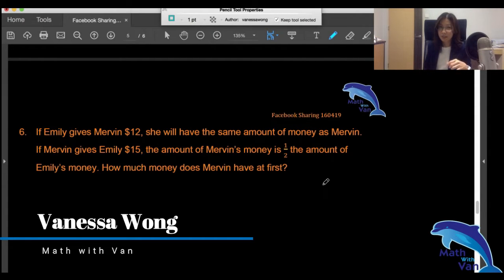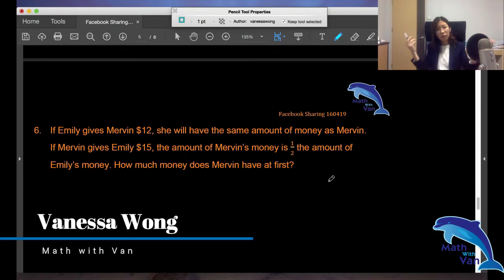So we are told that if Emily gives Mervyn $12, she will have the same amount of money as Mervyn. If Mervyn gives Emily $15, the amount of Mervyn's money is half the amount of Emily's money. So how much money does Mervyn have at first? Yes, this is also a constant total to each other. So the total between Emily and Mervyn remains the same, regardless of the scenario it is in.